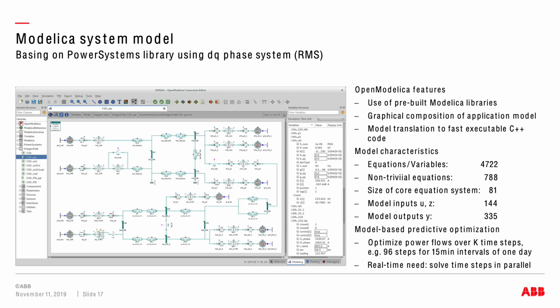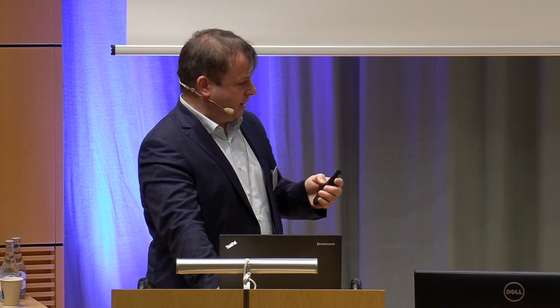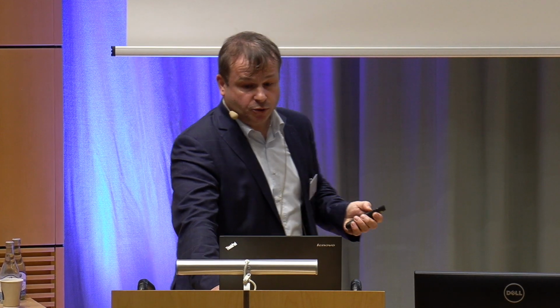And if we generate the code, we get an equation system of size 81 variables, which has to be solved in a system. And we have 144 measurements, inputs to the system, and 335 model outputs for all the currents, voltages, powers, reactive powers, switch positions in the system. And this is the model that we run either in a real-time optimization or in a predictive optimization over many time steps.